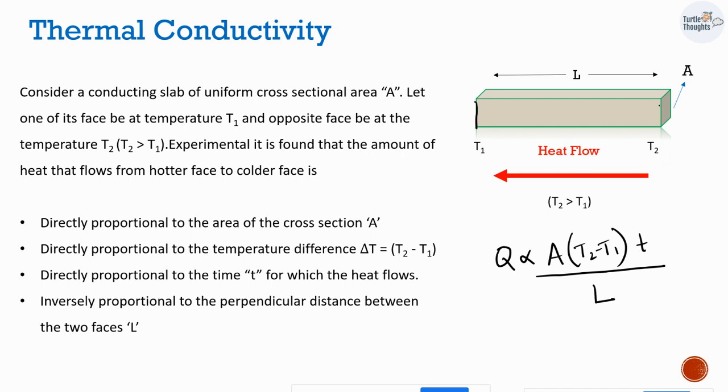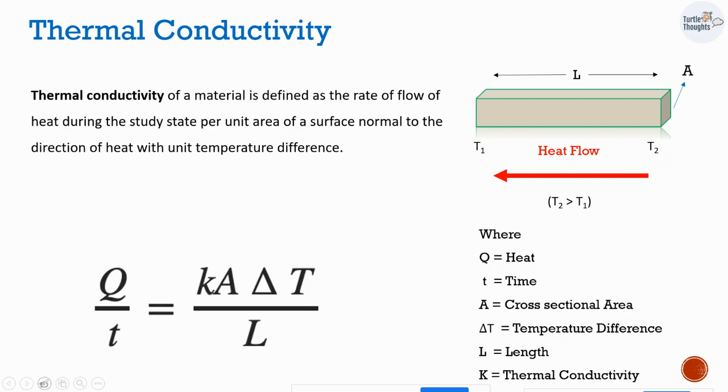So if this is one face and this is one more face, the perpendicular length between the two faces is going to be equal to L. Q is going to be directly proportional to A, delta T, and T, and inversely proportional to L. I can write Q as directly proportional to A multiplied by T2 minus T1 multiplied by T, divided by L. Now, to remove this proportionality sign, I can add a constant.